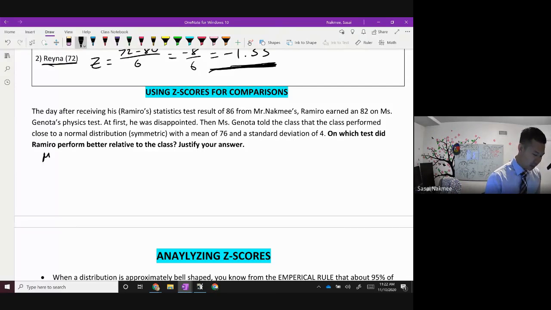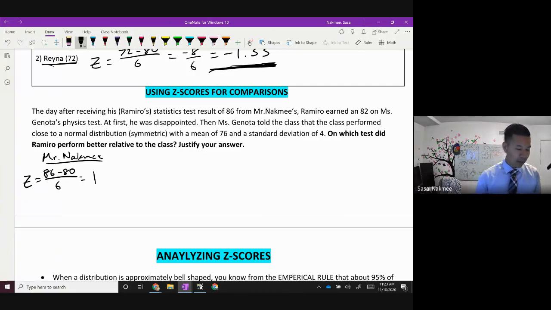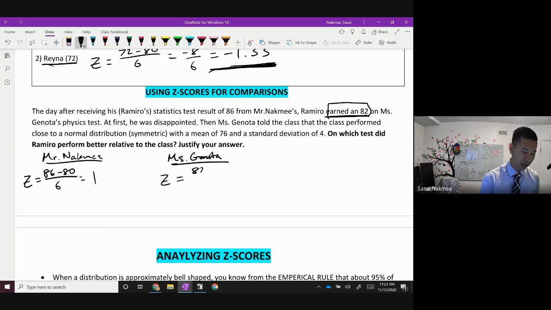Right? So in Mr. Nakami's class, Romero's standard score was an 86 minus an 80 divided by 6. So he had a z-score of 1, all right? What was his z-score in Ms. Janota's class then? What did Romero score on Ms. Janota's test? He scored an 82.